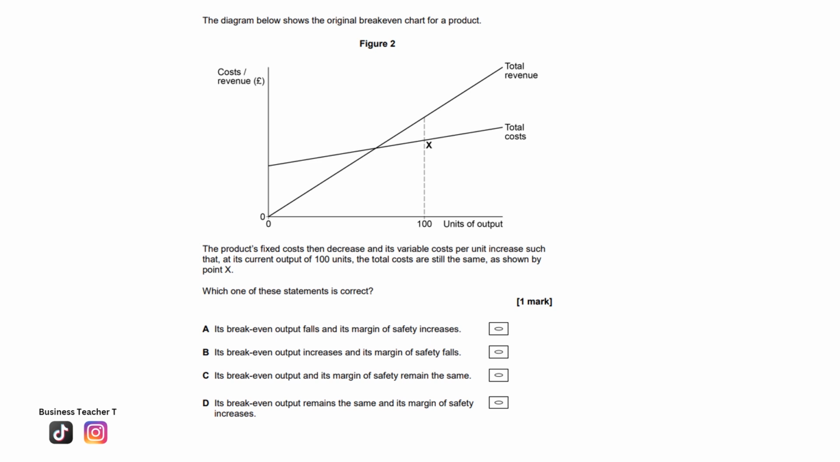And the answer is A. Its break-even output falls and its margin of safety increases.